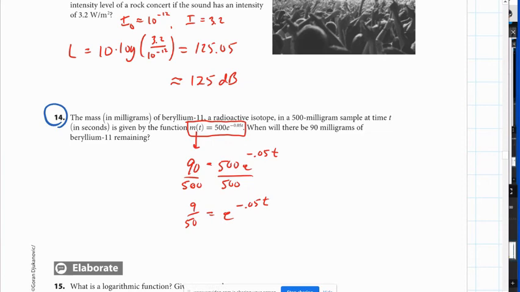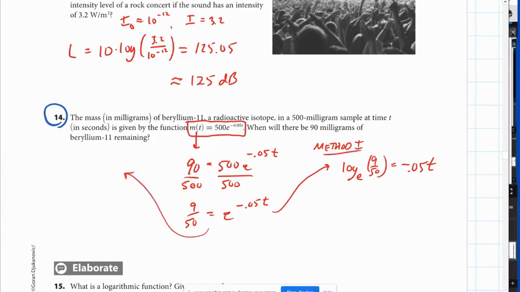Now there's two ways to solve this from here. One is to rewrite this in log form. So if we rewrite it in log form, I'll call this method 1. To rewrite it in log form, we would say the log with the same base of 9/50 is equal to the exponent, negative 0.05 t. Okay. Method 2 is to take the natural log of both sides. So I'll call this method 2, and we'll see that we get the same answer both ways. So method 2 is to actually take the logarithm of both sides. Okay, and so I'll solve method 1 first.